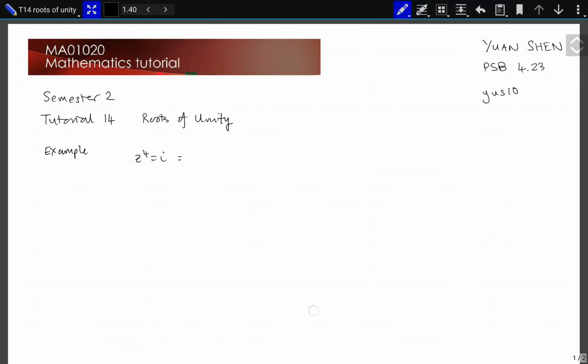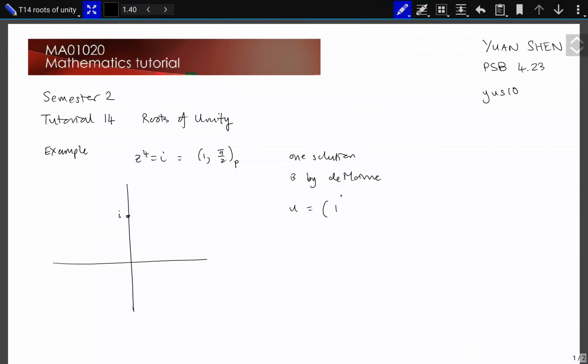So this is equal to (1, pi by 2). One solution is via de Moivre's theorem, or a naive application of de Moivre, let's call it u, is equal to (1 to the 4th root, 1 over 4 times pi by 2). In this case, everything's on the unit circle, so it's a little bit simpler. But in general, this number is the root of that number.